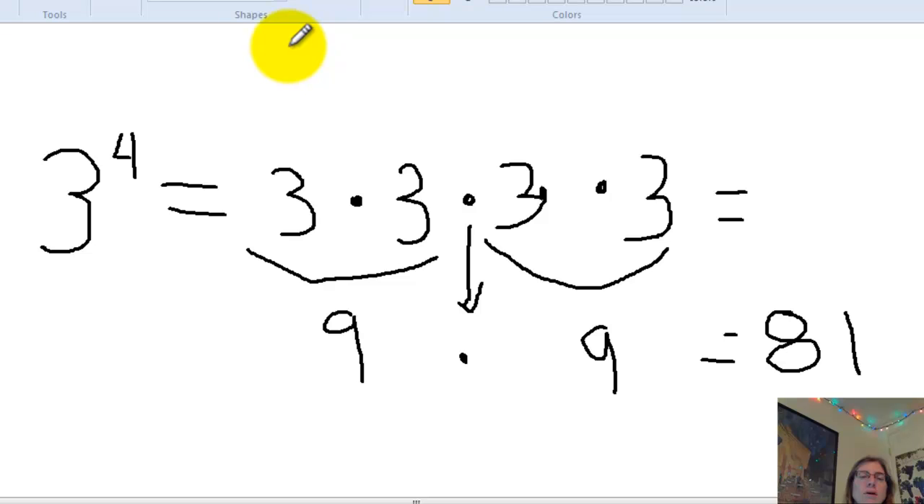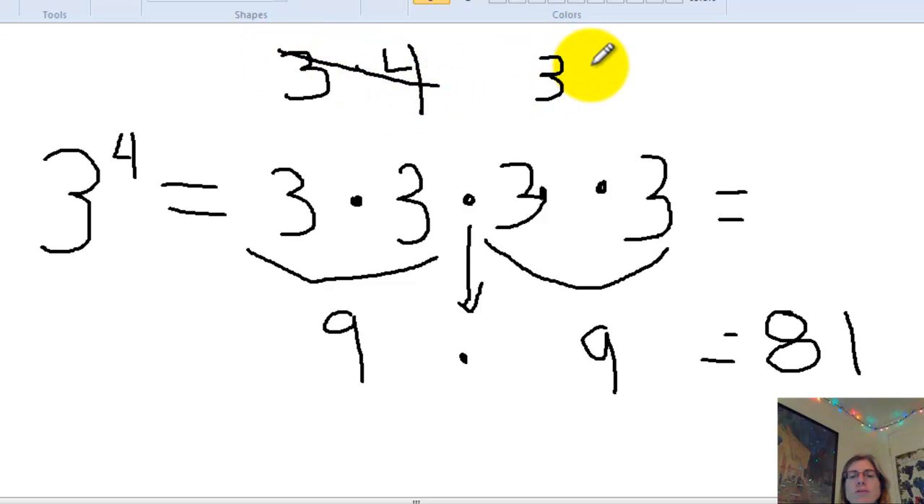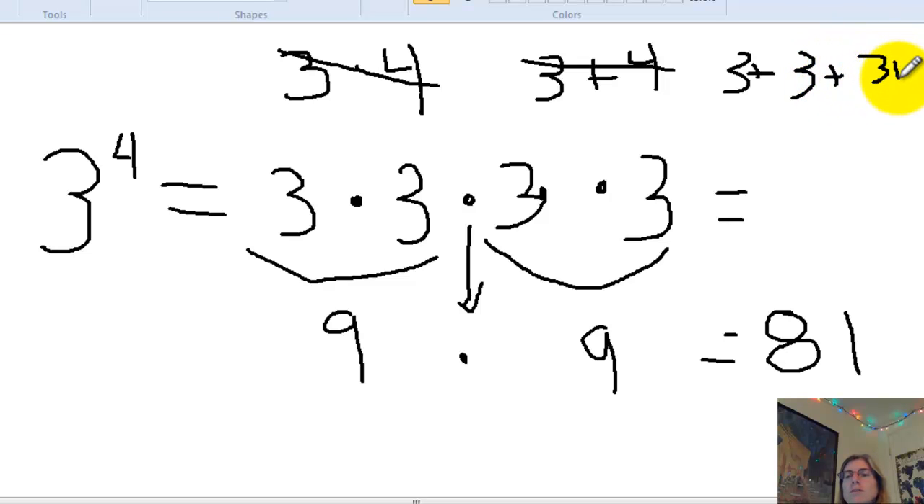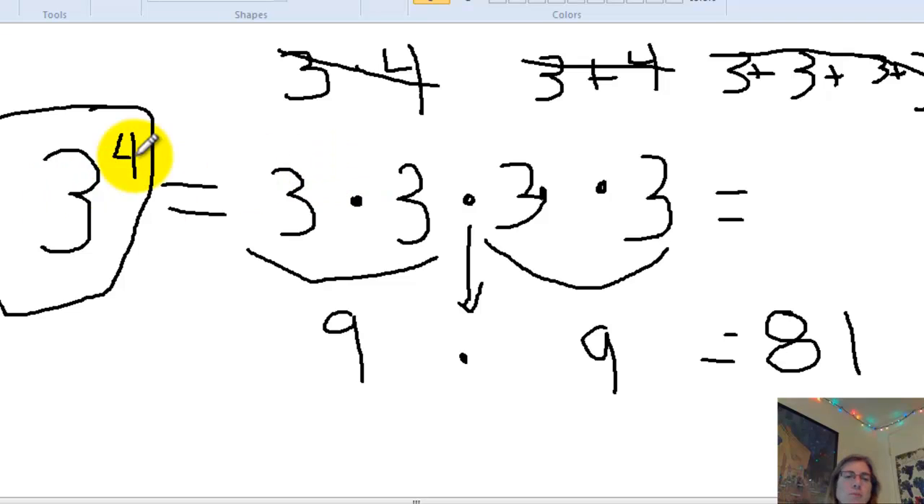So remember, do not add. It's not 3 times 4. That's not correct. It is not 3 plus 4. It is not 3 plus 3 plus 3 plus 3. And I have seen these different ways people have tried to solve these expressions. This is an exponent expression. You do not multiply the 3 times 4. You do not add the 3 plus 4. And you do not add 3 4 times. You multiply 3 4 times itself. 3 times 3 times 3 times 3.